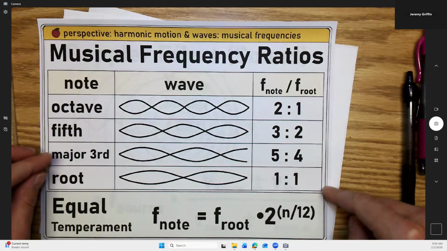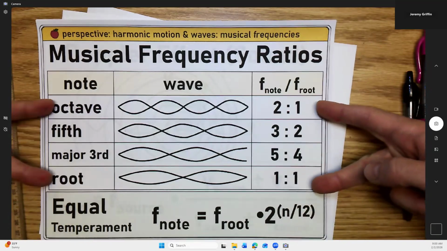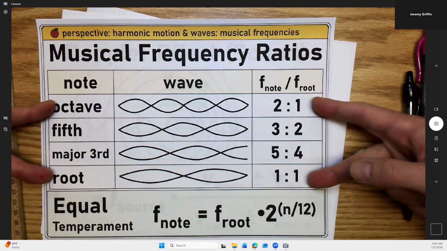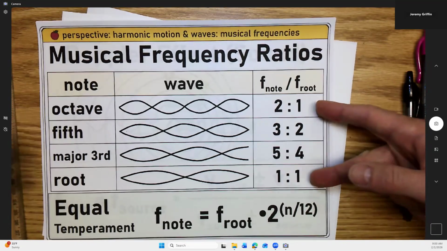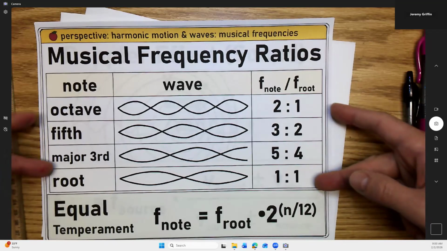All right, so what's the relationship among the musical notes in a scale? Actually, this one I did with you guys earlier today. So to go from a root note to its octave, you can very simply double the frequency, or go the other way and halve it. 440 hertz, 880 hertz, or 440, 220. Something like that.